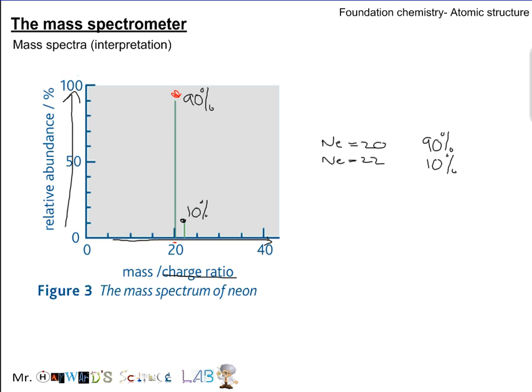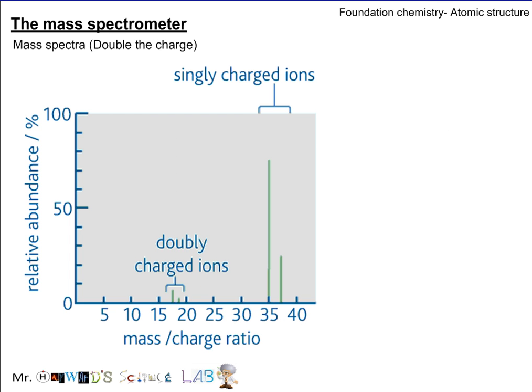That's what it shows us. Okay, so it shows us the isotopes we've got there, or the different ions within our sample. It also shows us the abundance of that ion within our sample. Something else that can come up is you can get doubly charged ion peaks.